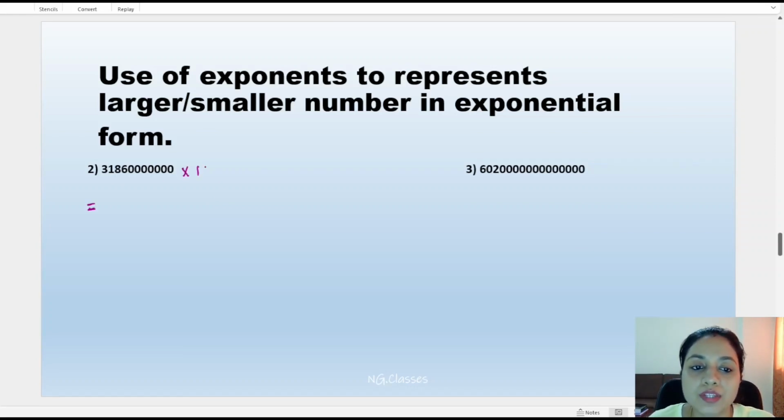Suppose here we are having 10 to the power 0. Now, when the decimal is getting shifted from here to here, it became 10 to the power 1. Again, we are shifting the decimal, it became 10 to the power 2. Again, we are shifting the decimal, it became 10 to the power 3. Let's see how many places we need to shift the decimal.